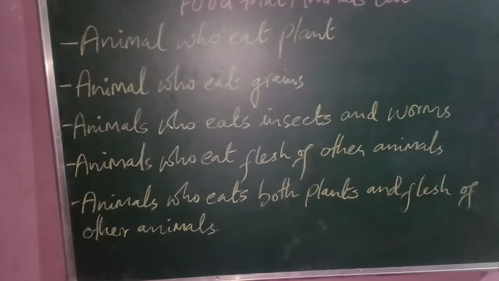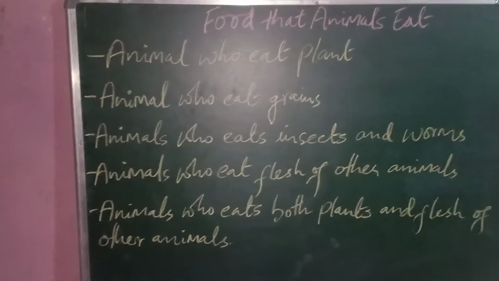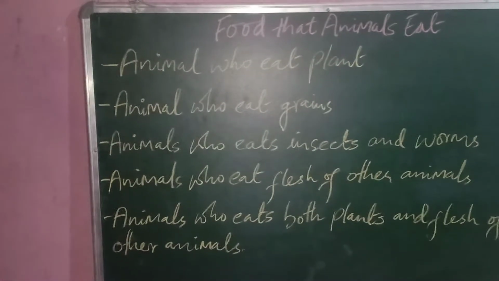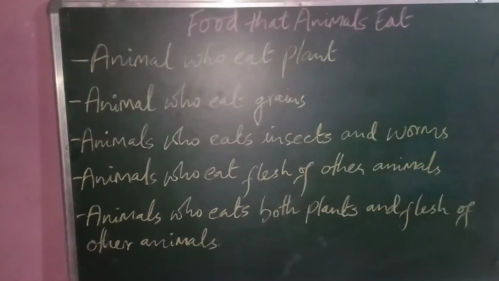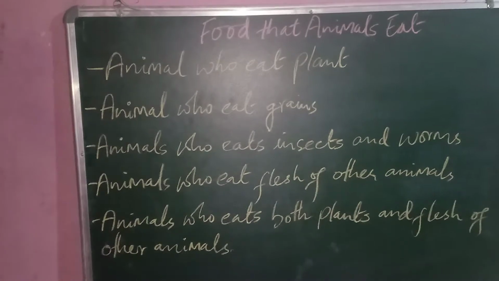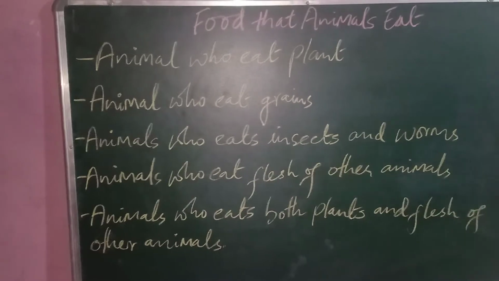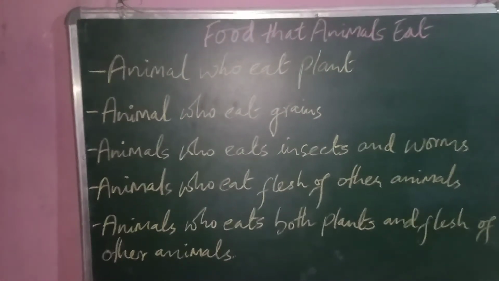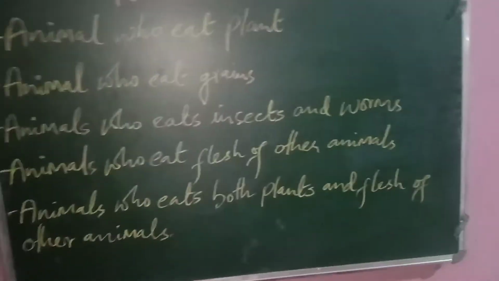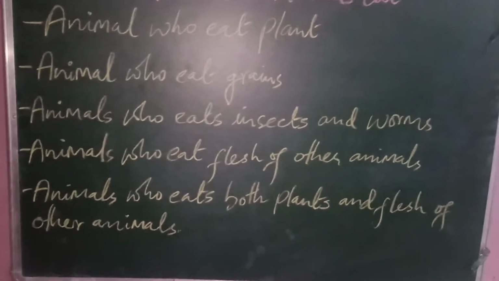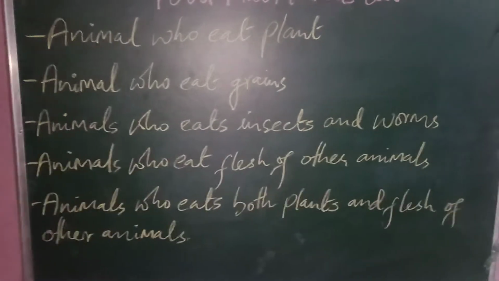There are some animals who eat only plants, and there are other animals who eat grains. Grains or seeds, we call it. These animals would be your hens and cocks. Then we have animals who eat insects and worms. That will be your lizard, birds, hoopoe and woodpecker, which eat insects and worms.